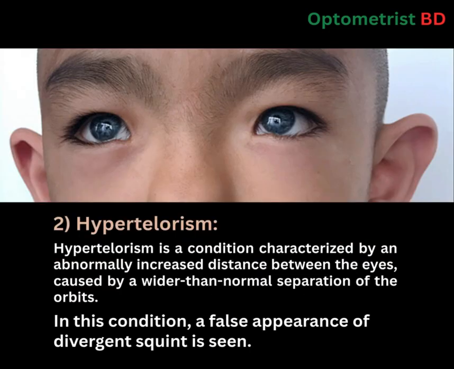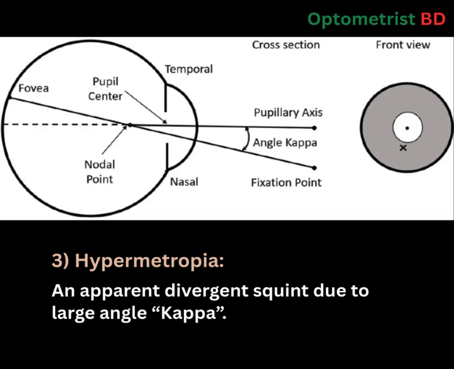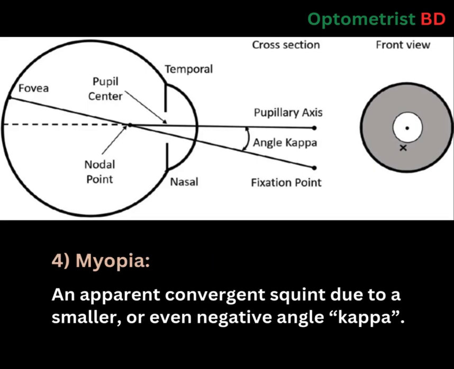Number 2. Hypertelorism. Hypertelorism is a condition characterized by an abnormally increased distance between the eyes, caused by a wider than normal separation of the orbits. In this condition, a false appearance of divergent squint is seen. Number 3. Hypermetropia, an apparent divergent squint due to large angle kappa. Number 4. Myopia, an apparent convergent squint due to a smaller, or even negative angle kappa.